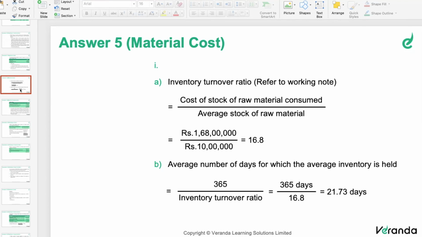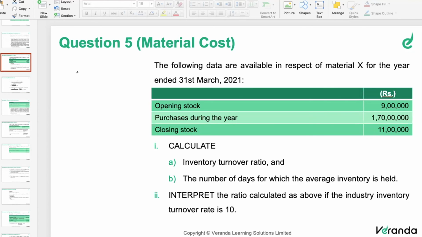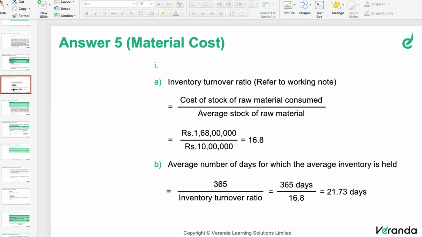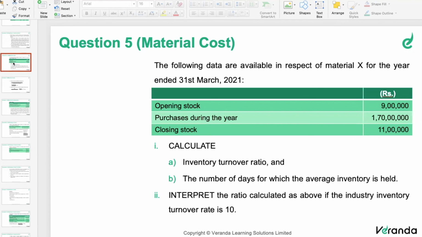Any difficulty? No, sir. What is the next requirement? Interpret the ratio calculated above if the industry's inventory turnover ratio is 10. Now, listen here, sir. Here, the inventory turnover ratio is 16.8. What is the industry's inventory turnover ratio? Given in this question, 10. Industry turnover ratio is 10.